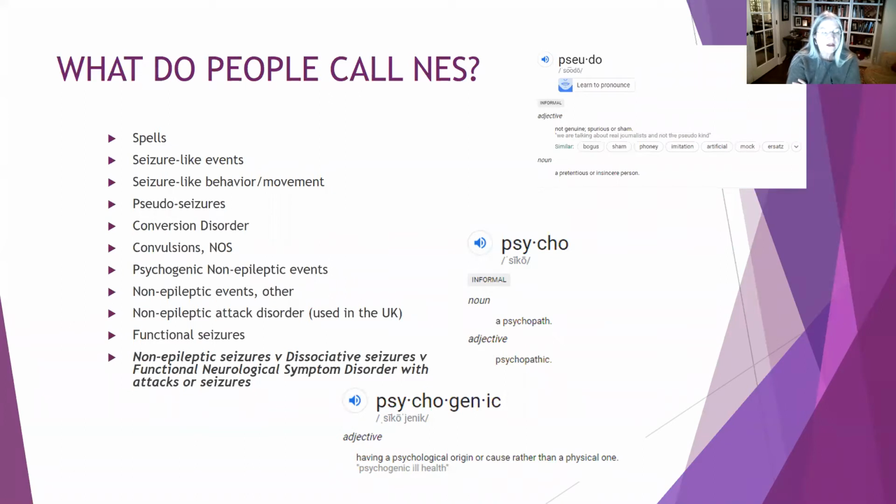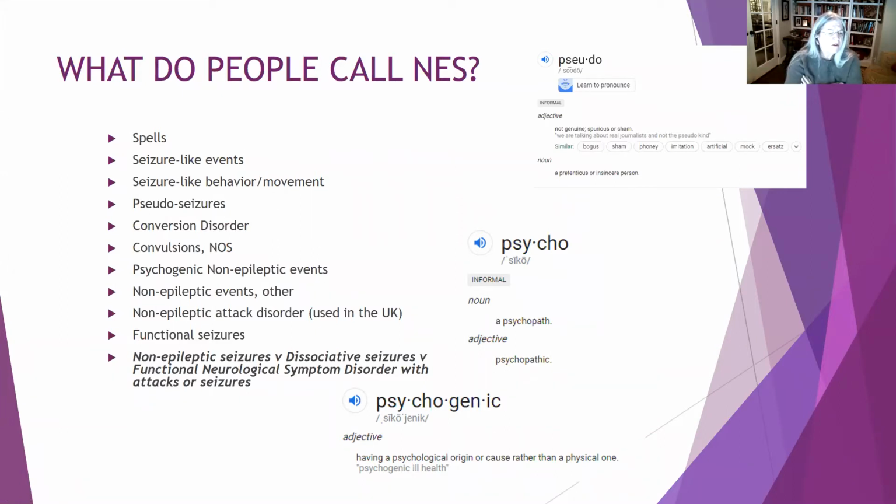I can tell you that in the literature, this is no longer an acceptable term and hasn't been for more than 10 years. Pseudo, if you can read this blurb up here, actually means not genuine. And that is not true, as I'm going to demonstrate this evening. Psychogenic non-epileptic events is another term, but what is an event? I mean, we're having an event right now. We're gathered together to learn more about NES. So I think it's not a very specific term.